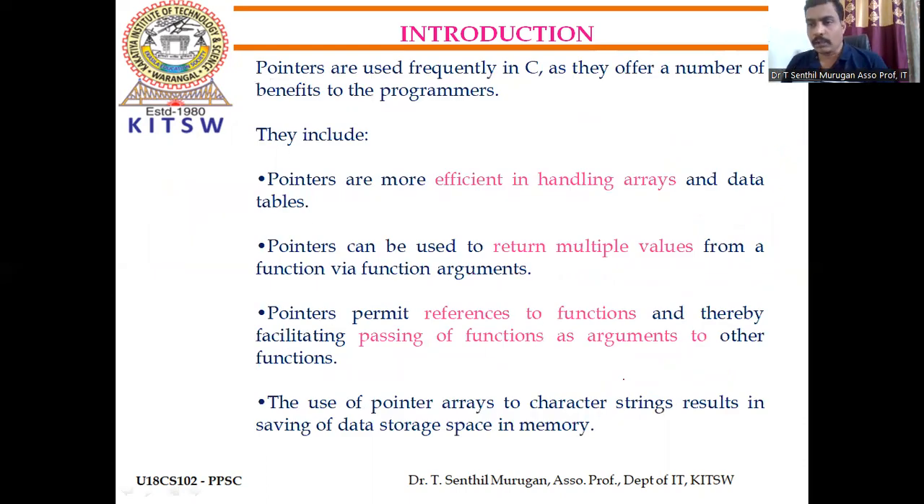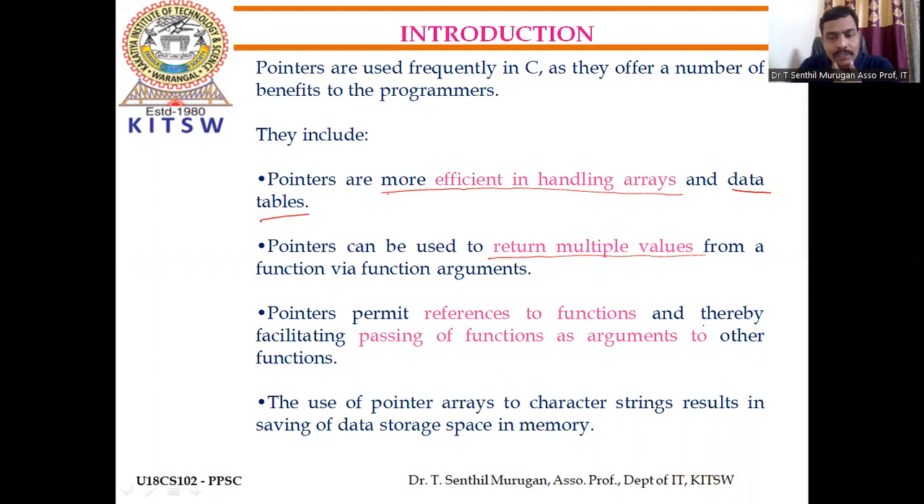So we must discuss the advantages of pointers. What are the advantages? When we are thinking about the advantages of pointers, a pointer is more efficient in handling arrays. What are arrays? A collection of similar elements, where more elements and data tables, more data, are there. In that case, we can use pointers in a very good manner for efficiency. And a pointer can be used to return multiple values from a function via function arguments. Previously a function would return only one value, but here it can return multiple values. That is the advantage of pointers.